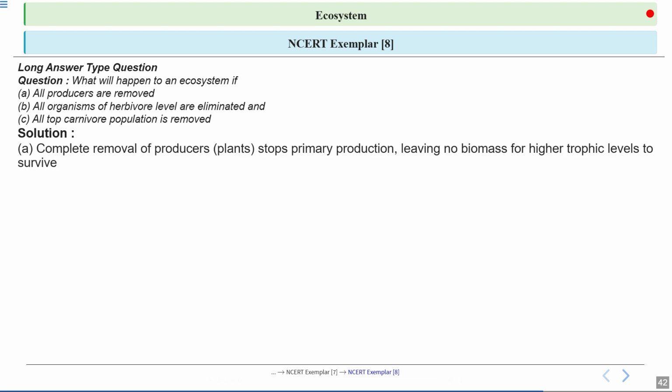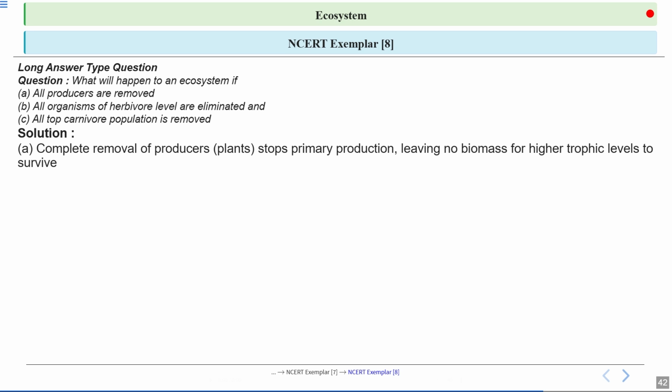Okay, so let's have a look at the first one. Producers like plants are the foundation of almost all ecosystems, converting energy primarily from the sun into organic matter through photosynthesis. Without producers, there is no initial source of energy or food or biomass to support herbivores, which are the primary consumers, and then carnivores, which are the secondary and the tertiary consumers, or omnivores. So this would lead to a collapse of the entire food web, causing widespread starvation and the eventual demise of most animal populations in the ecosystem.